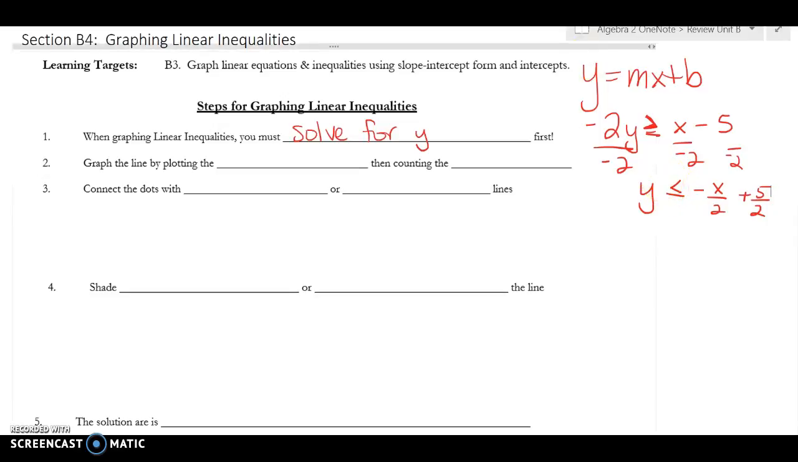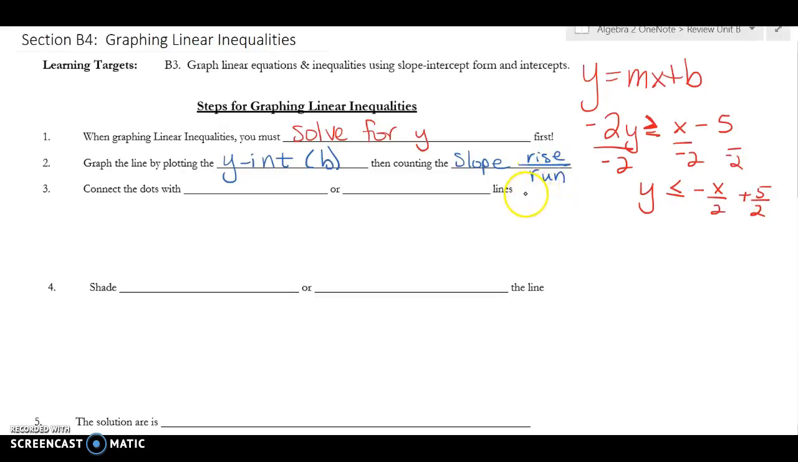Okay? And then after we have y equals mx plus b form, we're going to graph by plotting the y-intercept, which is the b, and then counting the slope, remember, which is rise over run.